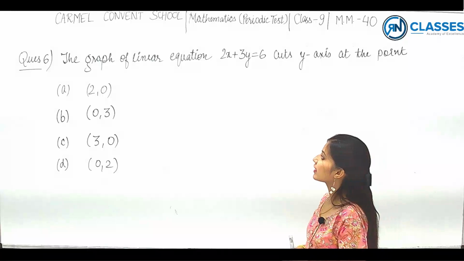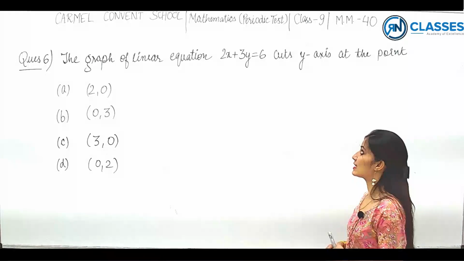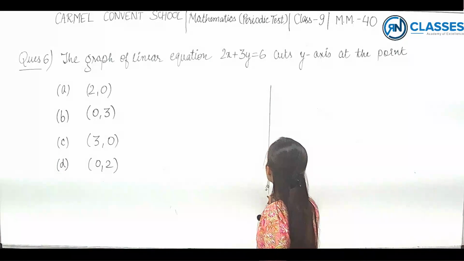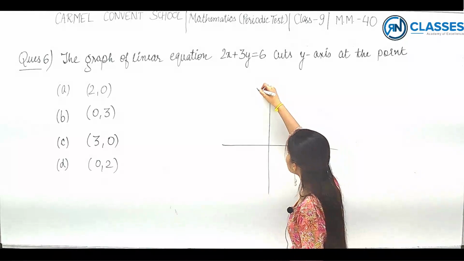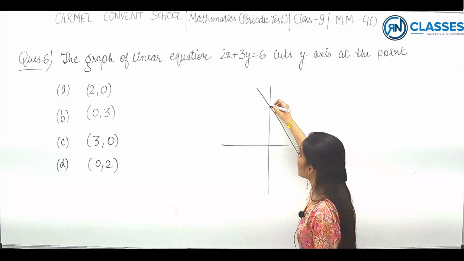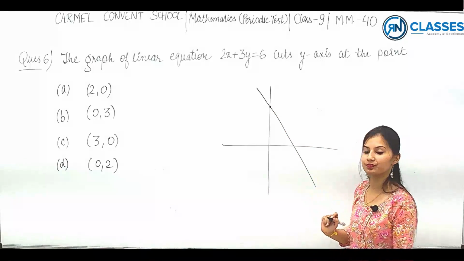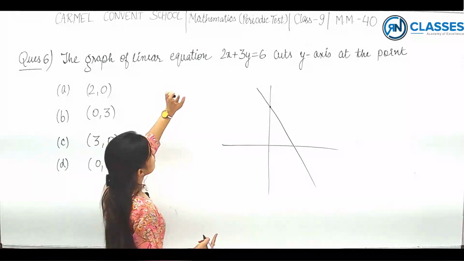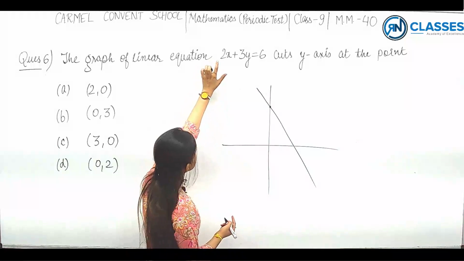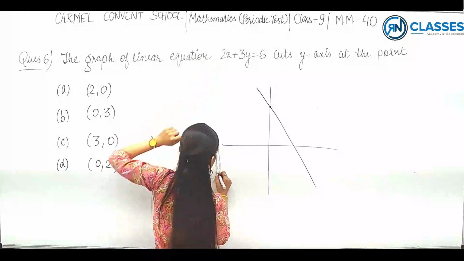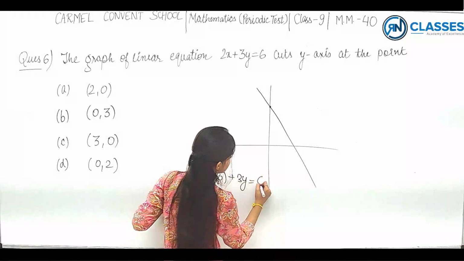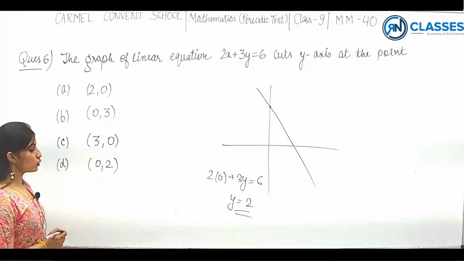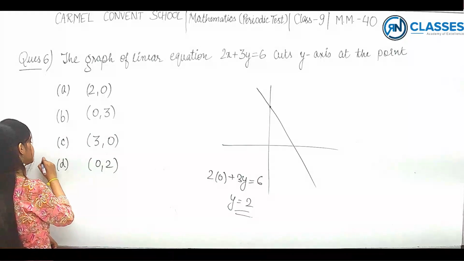Question number 6. The graph of linear equation 2x plus 3y is equal to 6 cuts the y axis at the point. Now for any graph, if it cuts the y-axis, then its x-coordinate is 0, right? So the option is either B or D. In order to find the y-coordinate, let's put x-coordinate as 0. So if x-coordinate is 0, then y is equal to 2. So the coordinates become 0, 2. So option D is correct.